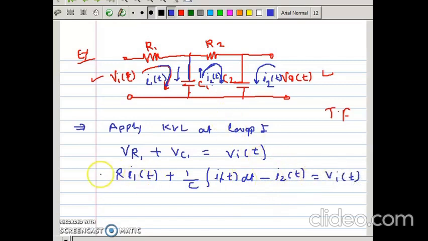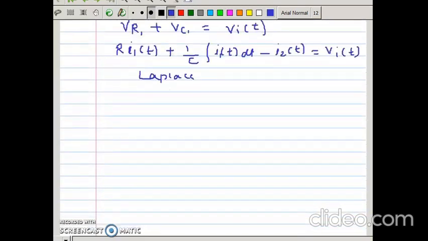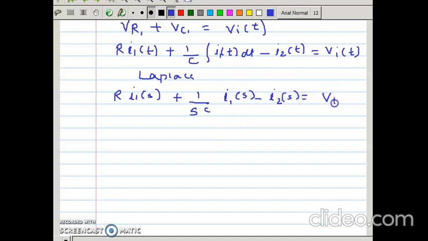Okay. Now let's take the Laplace transform. When we take the Laplace transform, all t are converted to s, plus integration. Laplace of integration is 1 upon s, and C is already there, and this is I1 of s minus I2 of s, equal to Vi of s, right? Now this I1 of s, I2 of s, see, this is the bracket, right?